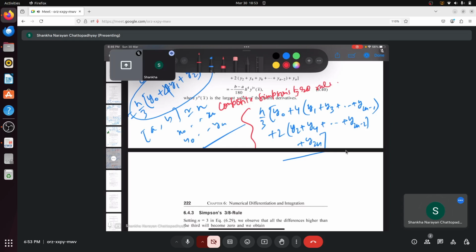Now for this composite Simpson's 1/3 rule, the error term is minus b minus a by 180 h to the power 4 y to the power 4 of x bar. This is your formula for the error term.